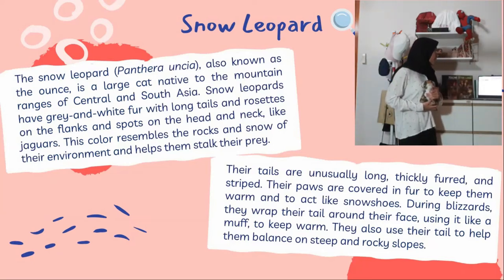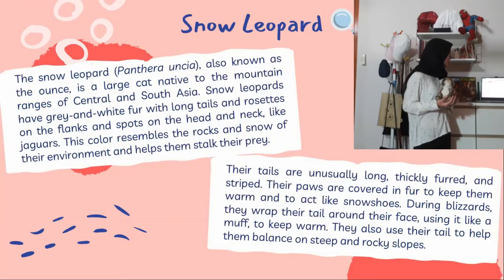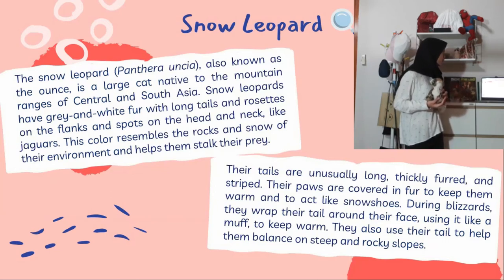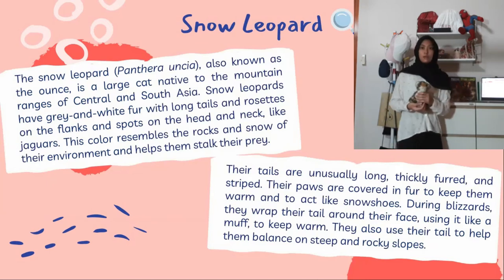Their tails are unusually long, thickly furred and striped. Their paws are covered in fur, like this, to keep them warm and act like snowshoes. During blizzards, they wrap their tail around their face, using it like a muff to keep them warm. They also use their tail to help them balance on steep and rocky slopes.